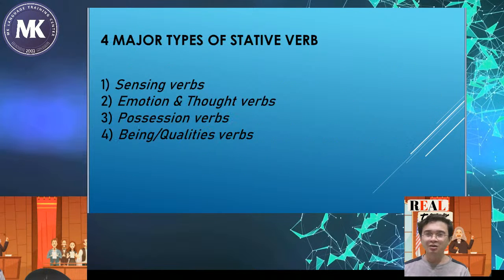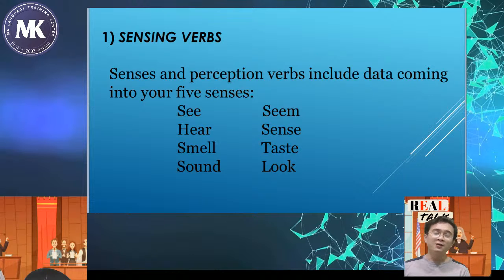Also, stative verbs have four major types. The first one, we call sensing verbs. The second one, emotion and thought verbs. The third, possession verbs. And finally, being or qualities verbs. I will try to discuss more about these types of verbs, and I'll give more examples and how we can differentiate each of them so that we can better understand these four major types of stative verbs. First one, sensing verbs.